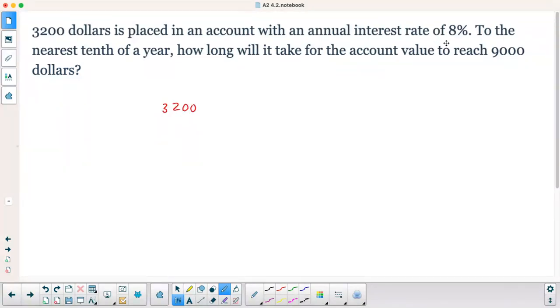$3,200 is placed in an account with an annual interest rate of 8%. So we're going to times it by 1.08. To the nearest tenth of a year, how long will it take for the account value to reach 9,000? My y's always look like g's. So again, just start trial and erroring it. Plug in a bunch of numbers until you get it.